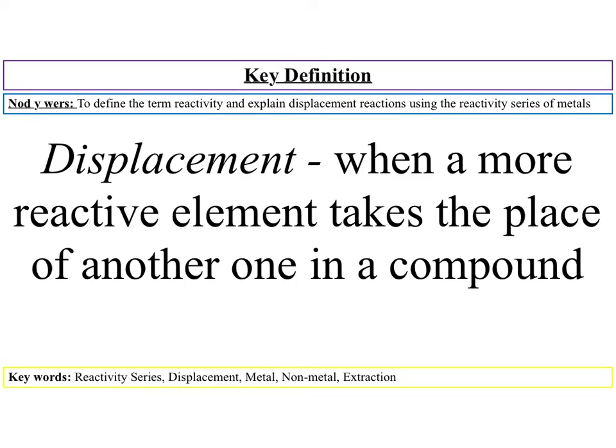Next key definition. Again, you need to learn it. This is one that we did a little bit of last year when we did Group 1 and Group 7. However, you need to learn it again. So displacement is when a more reactive element takes the place of another one in a compound. So the more reactive element displaces the less reactive element. And we're going to look at a couple of examples of that now.